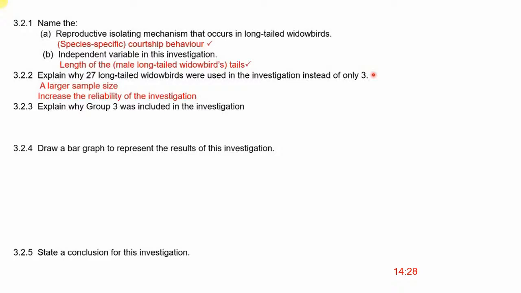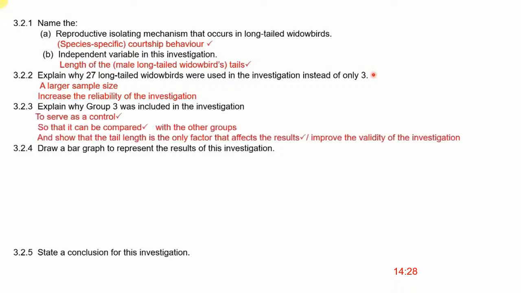Explain why group 3 was included in the investigation. Why do we always include a group with all the factors unchanged? So that it can serve as a control and it can be used to compare with other groups. I know there's 2 minutes remaining. Let me just finish this. And show that the tail length is the only factor that affects the results.